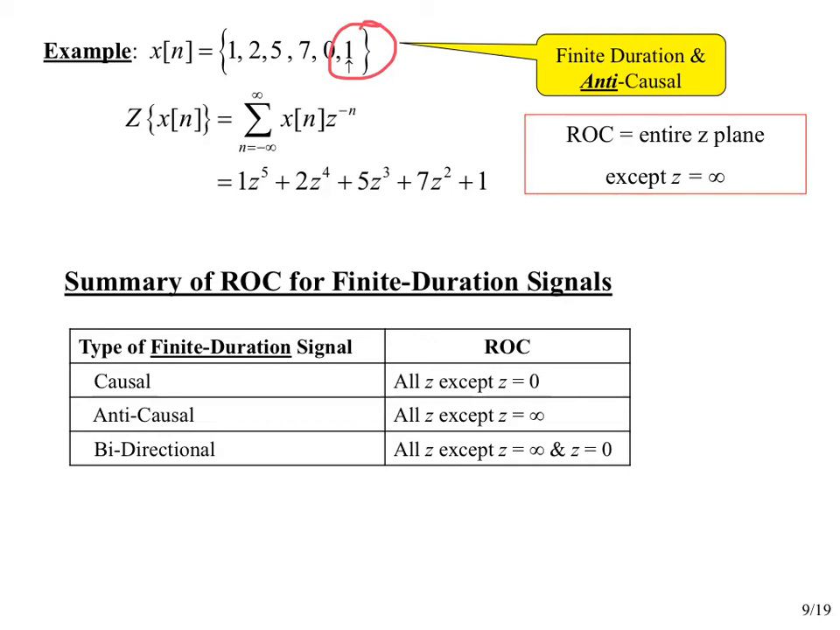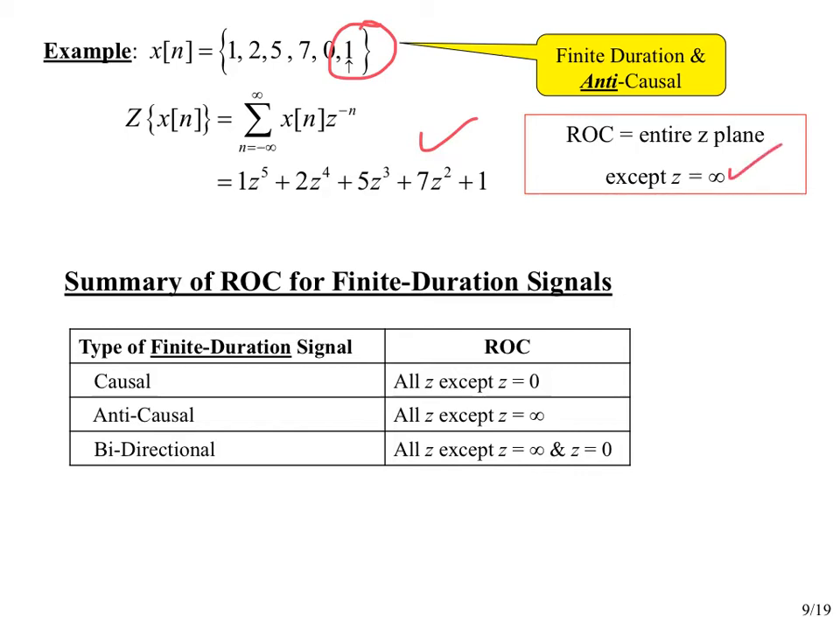So again, we play the same trick, substitute the values in, and we get a functional form, and we now have to ask ourselves, are there any z values for which that functional form blows up? And we see that we have no z inverses, so it can't blow up at z equal to 0. But if z goes to infinity, then in fact we do have a problem. And so we say the entire z-plane except z equal to infinity.